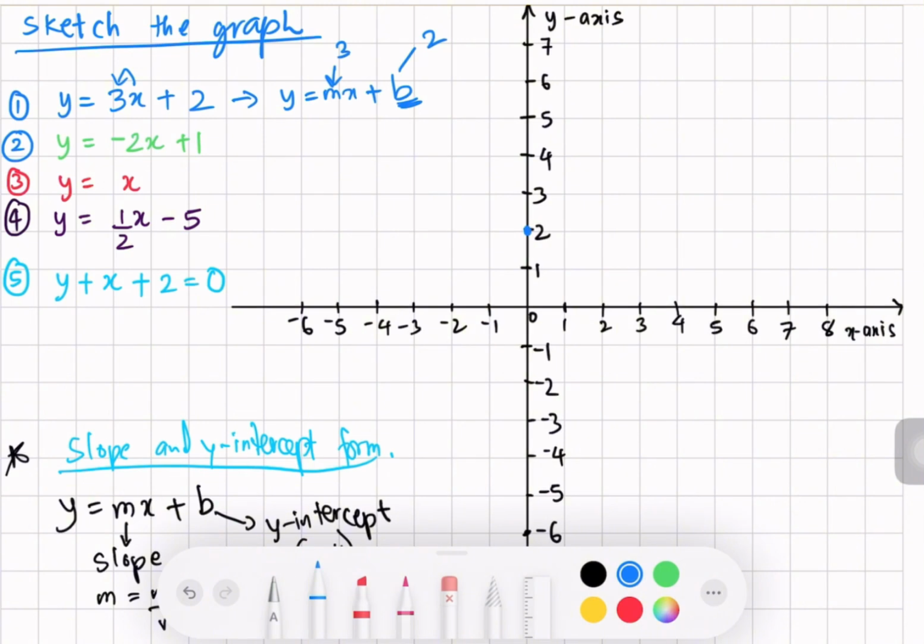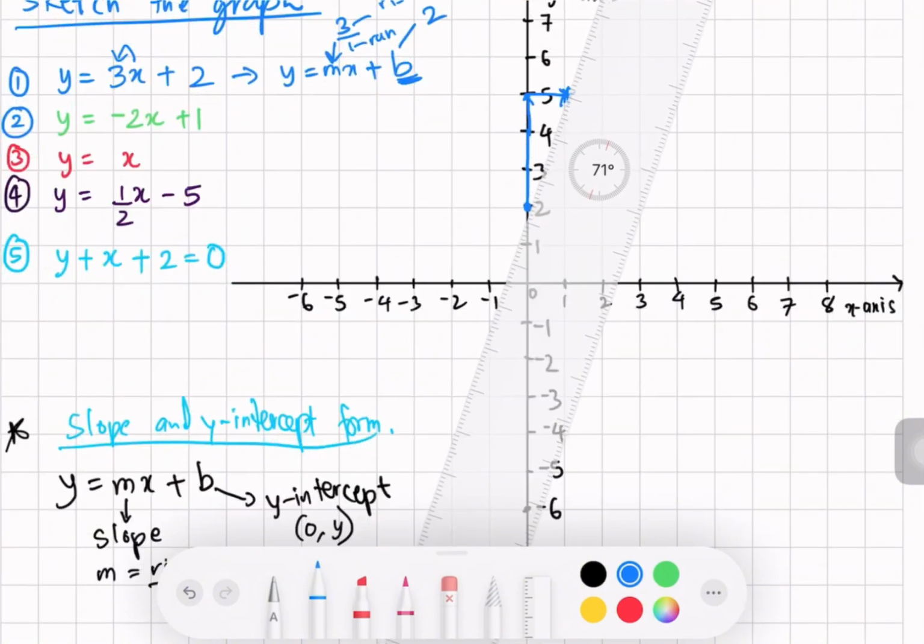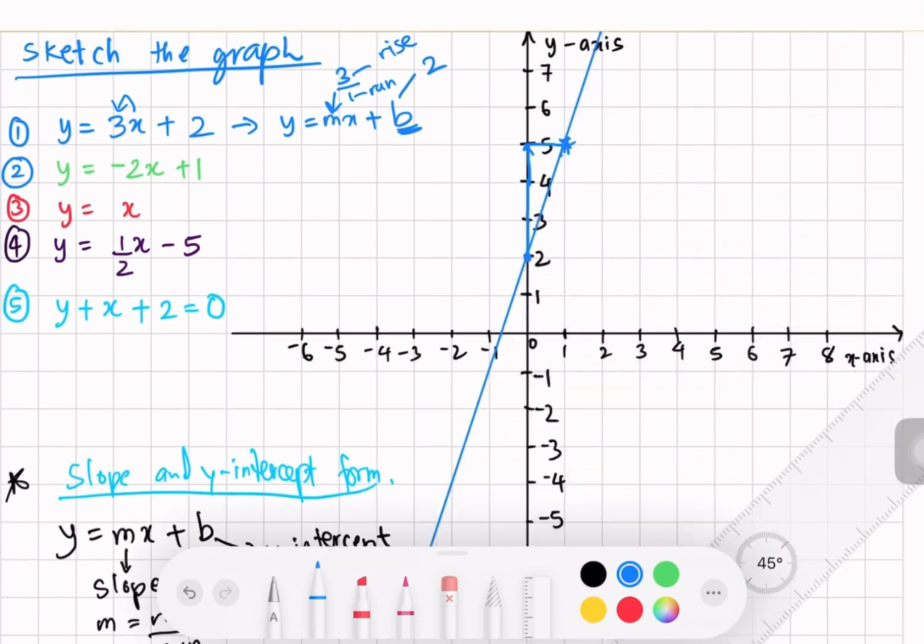Then since your m is rise over run, m is numerator 3 and denominator 1, so 3, which is positive, tells you that rise means go up or down. Since it is positive, I have to go up. So 1, 2 and 3, so I reached here. Then from here your denominator is 1, which is known as run, positive 1, so you go towards the bigger one, 1 unit distance. So I stop here. So you join your y-intercept, and okay, this is your graph given by y equals 3x plus 2.